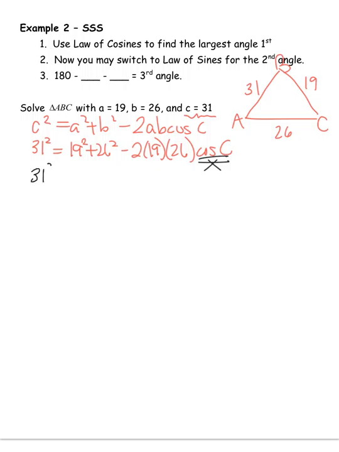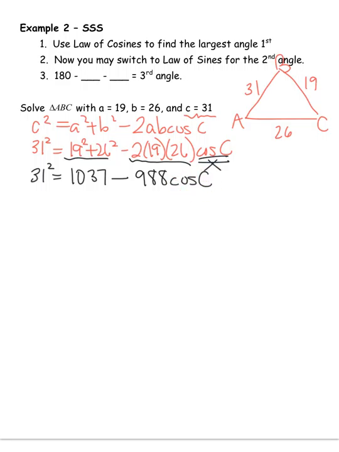31 squared. Some people like to type that in. I don't bother. What I do want to know is what's 19 squared plus 26 squared. 1,037. And I want to know what 2 times 19 times 26 is. 988. And again, these are not like terms because this is my x.